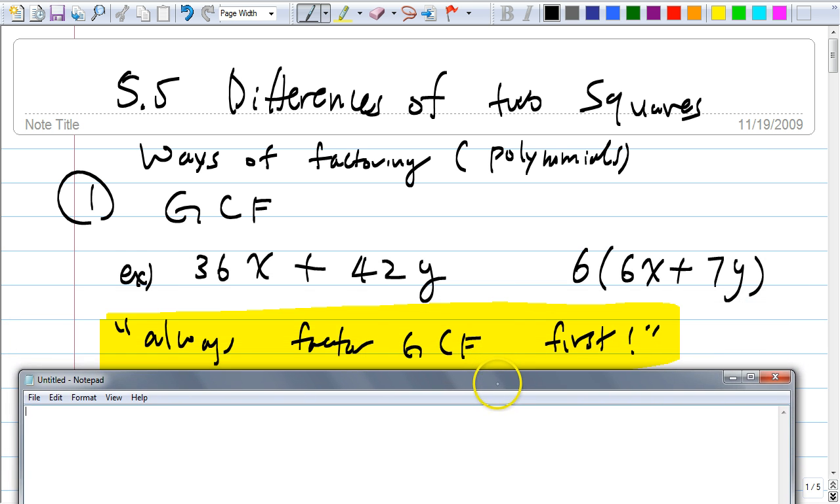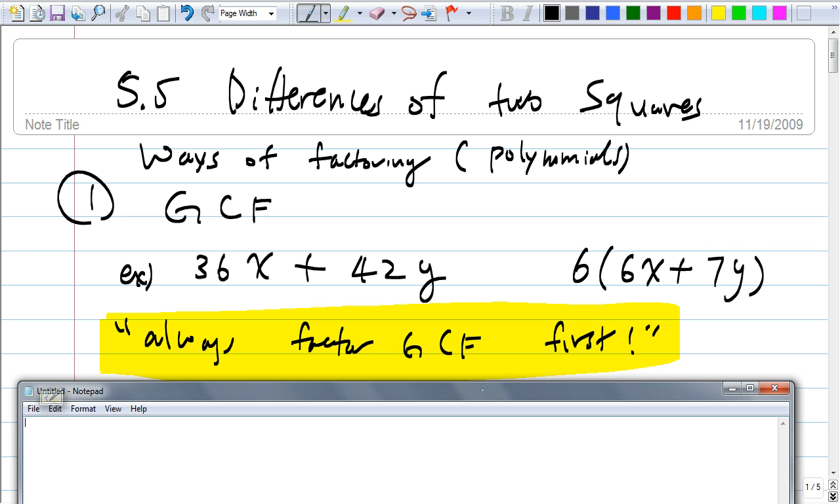So let me show you an example of GCF. So always factor GCF first. I cannot emphasize this enough. A lot of times people get stuck on the homework or on the test. It's because they forgot that they could have factored out GCF first. Okay. So write this down.